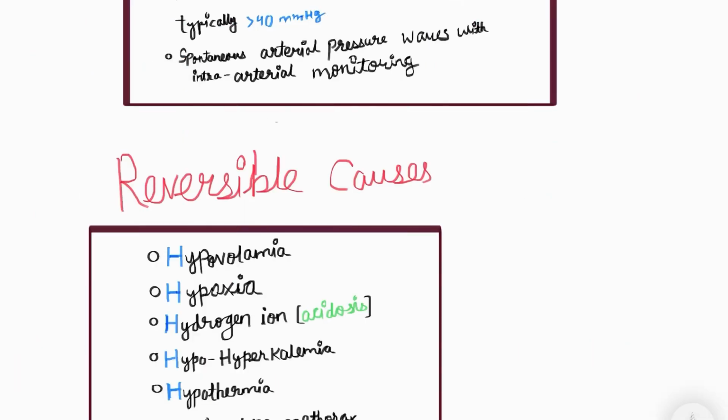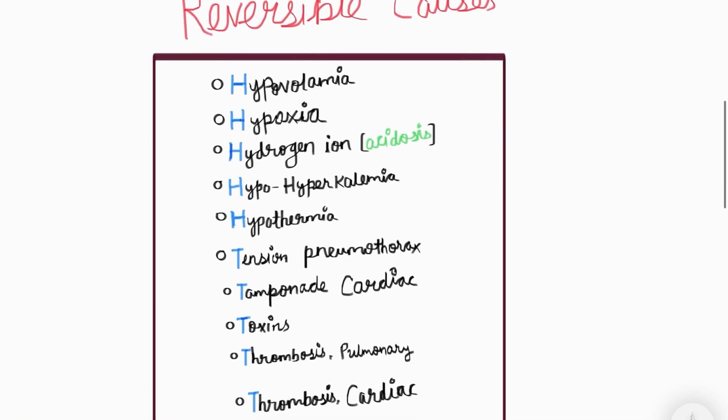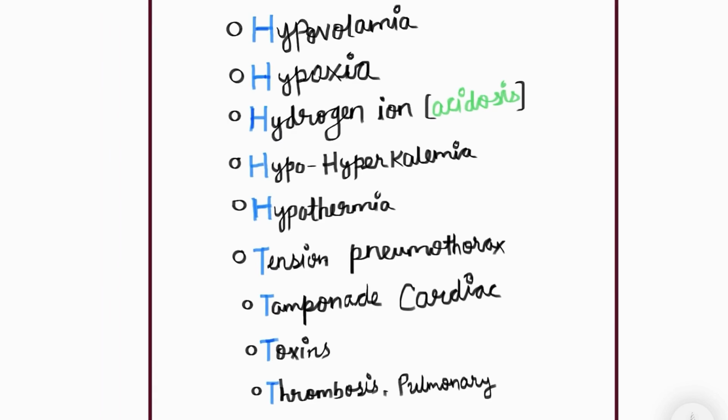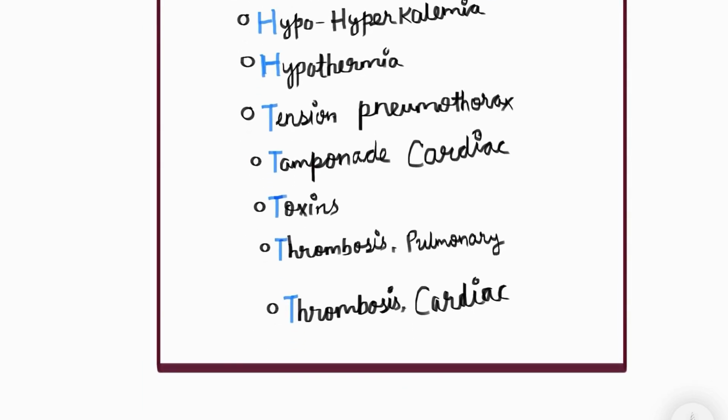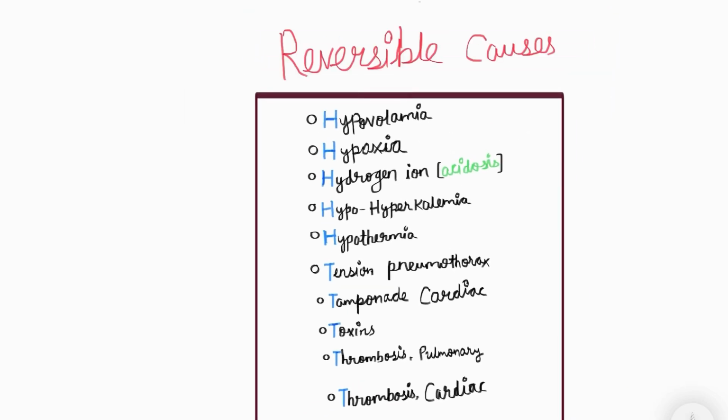Never forget the common causes of cardiac arrest because treating these can make all the difference. There are 5Hs and 5Ts: hypovolemia, hypoxia, hydrogen ion that is acidosis, hypo and hyperkalemia, and hypothermia. What are the 5Ts? Tension pneumothorax, cardiac tamponade, toxins, pulmonary thrombosis, coronary thrombosis. So these are the reversible causes.